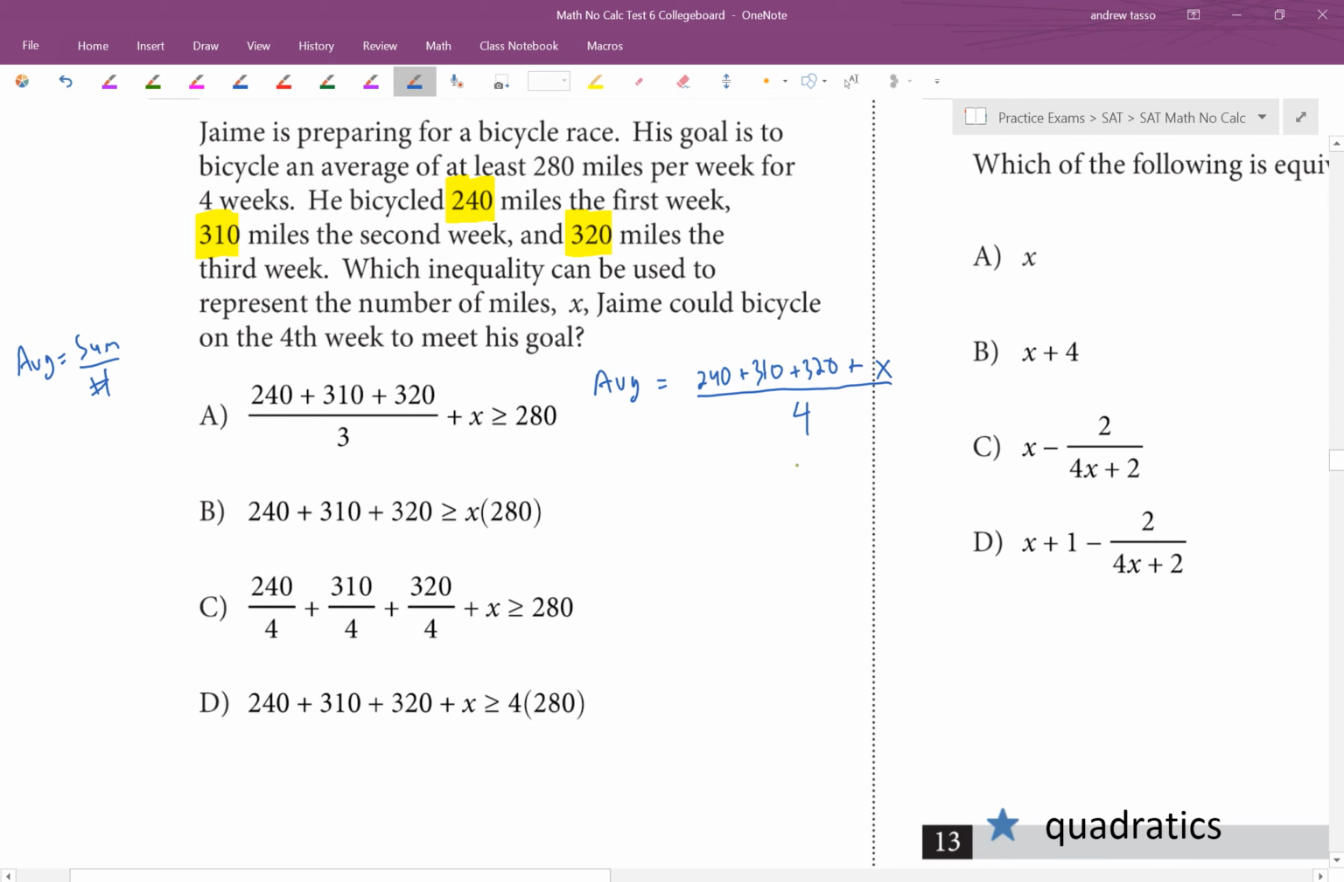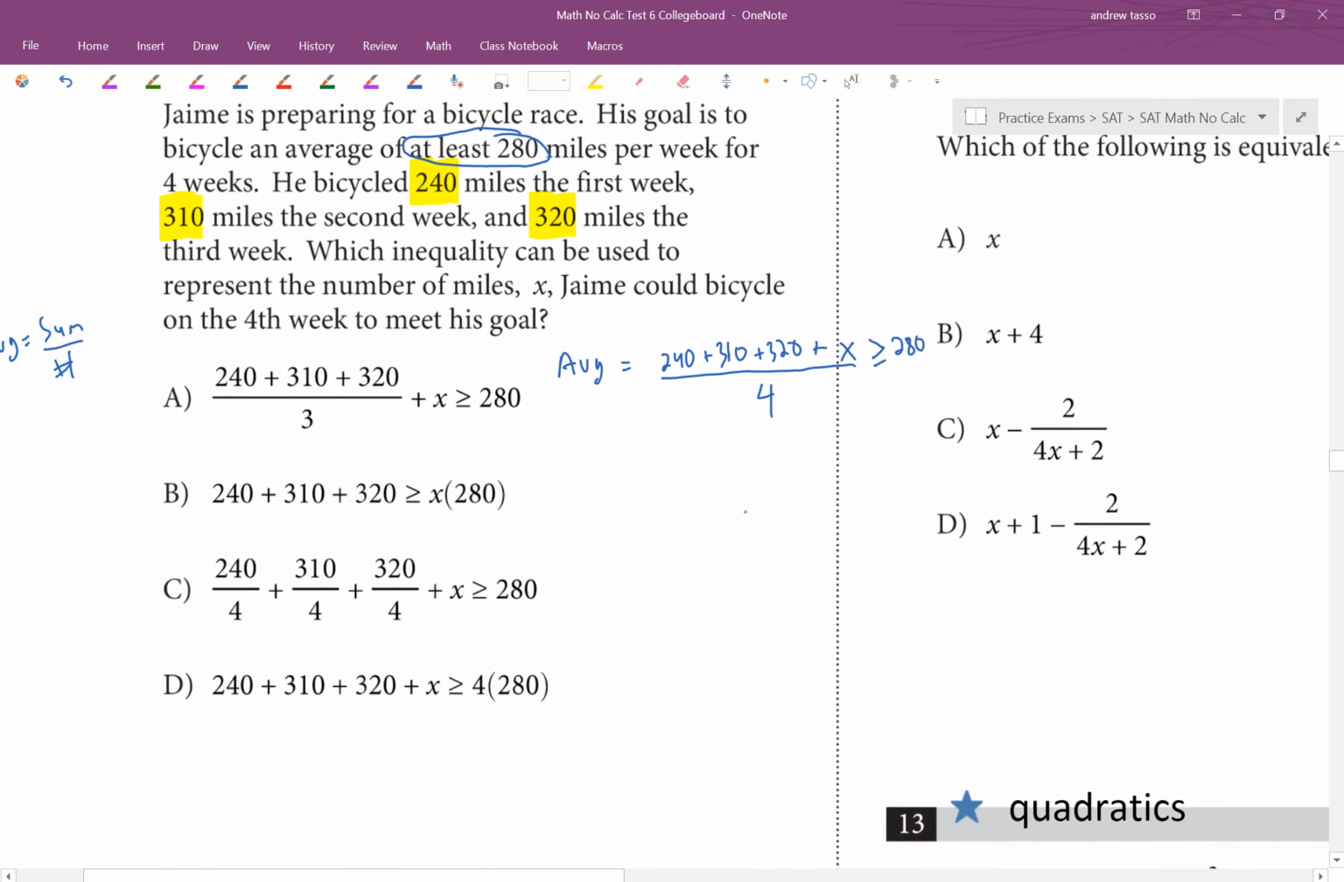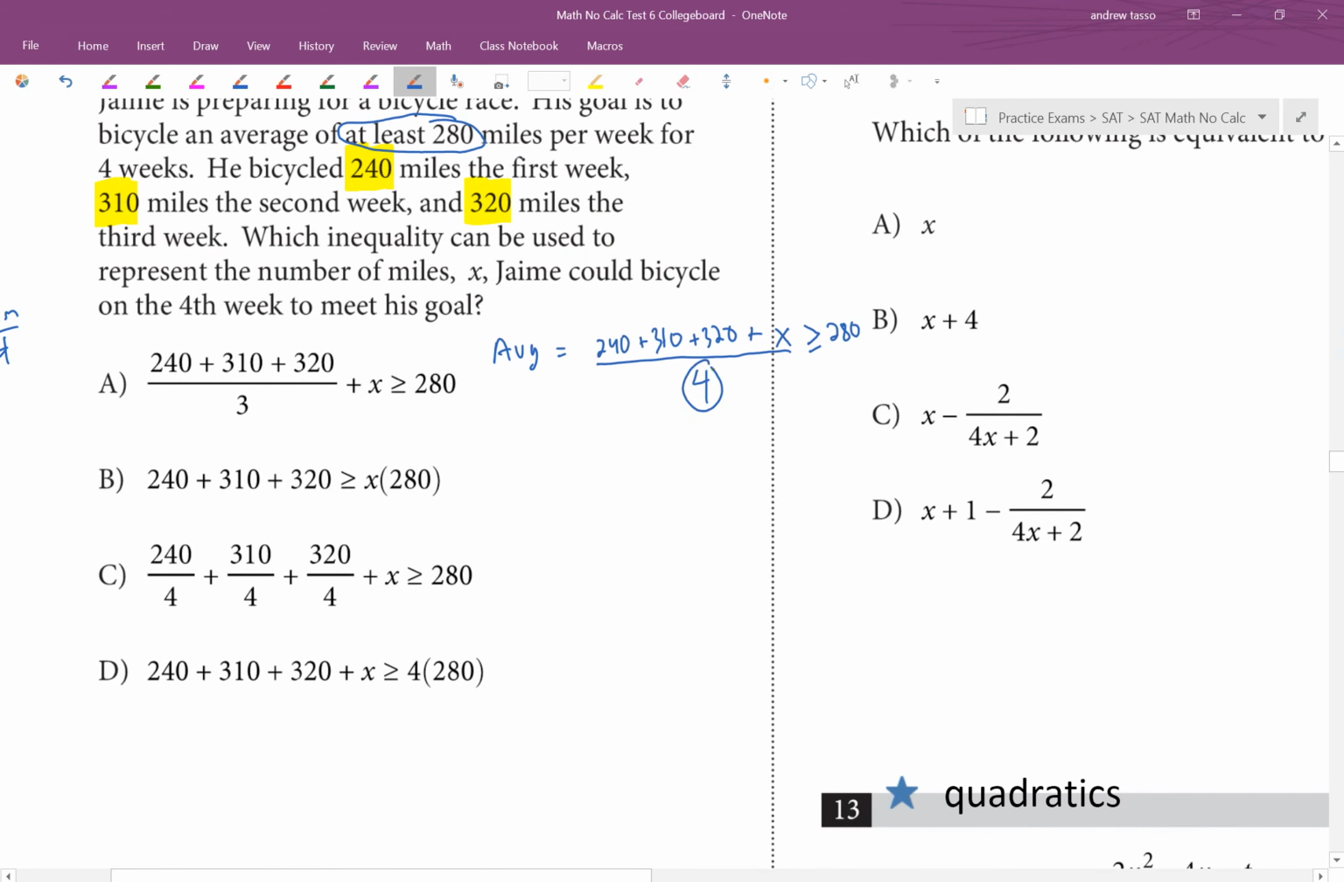So that expression will give us the average. And since we want the average to be at least 280, we want this to be either greater than or equal to 280. So from this point, we can simply move the 4 in that direction, and that will give us something that looks like answer choice D.